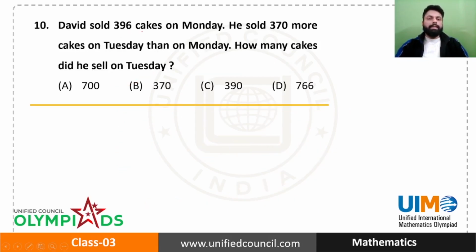David sold 396 cakes on Monday. He sold 370 more cakes on Tuesday than Monday. How many cakes did he sell on Tuesday?